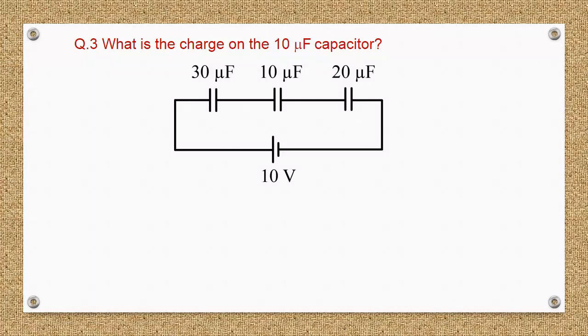Three capacitors. But this time we are not finding out capacitance, we are finding out the charge. Students, remember, when you are finding out the charge or potential difference across any of the capacitors, the first step would always be to find out the equivalent capacitance. Of course there are some tricks of solving, but here you can remember that the first step is always to find out the equivalent capacitance.